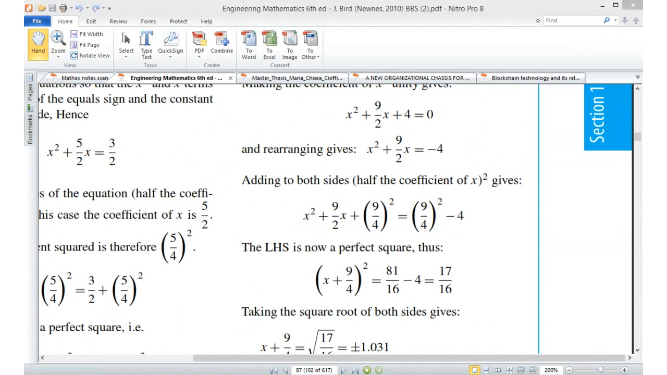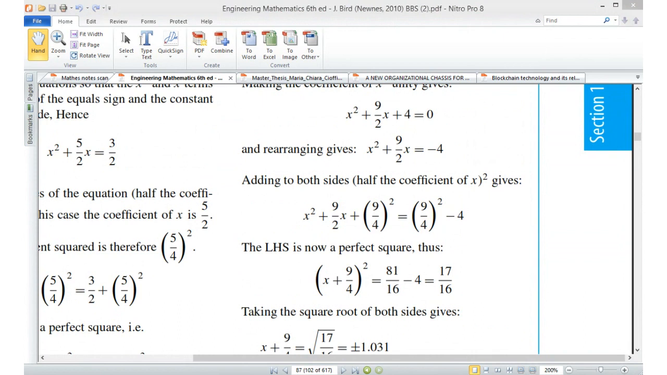Then from there, if we have x squared plus 9 over 2 x plus 9 over 4 squared, we can factor this into x plus 9 over 4, all squared. Because both of them were squared, we can put them in brackets and pull the square out. If you open it, you'll go back to the equation that we have: x squared plus 9 over 2 x plus 9 over 4 squared. So you can factor them out.